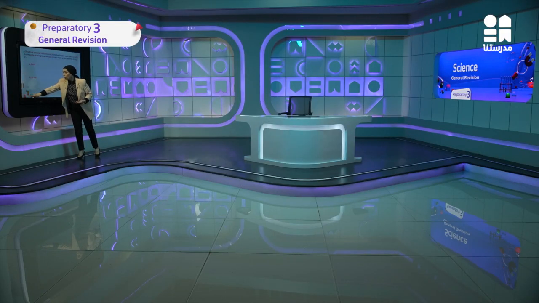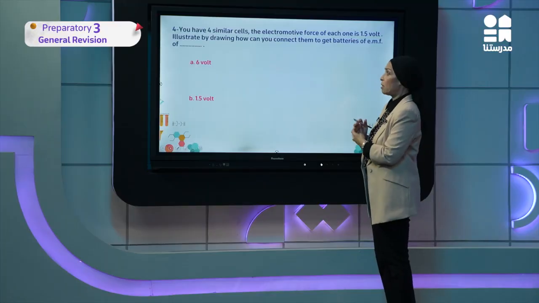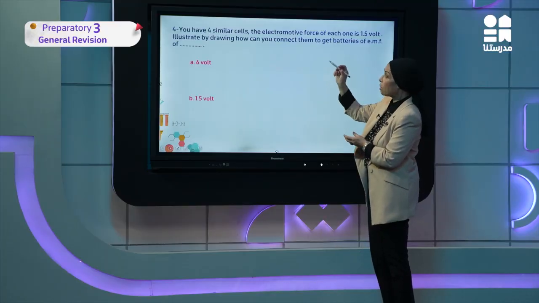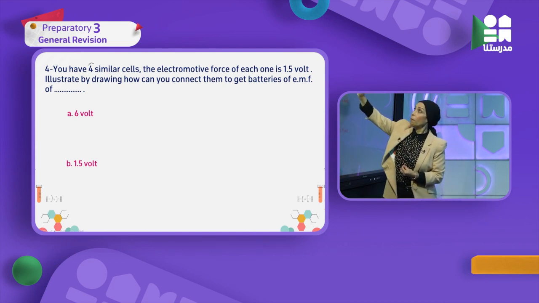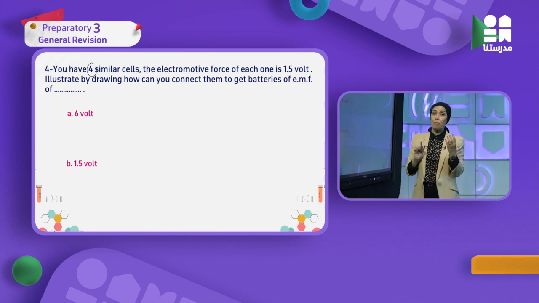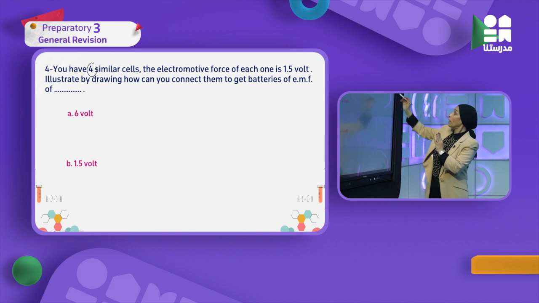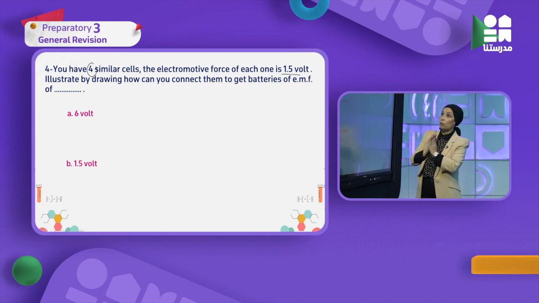طب عندي another type of questions نفس الطريقة بس بيقول لي drawing. هنشوف ازاي نعمل drawing which is بتعتبر بالنسبة لكم بتقولوا مش بنعرف نرسم. It's very easy. بيقول لي you have 4 similar cells. At the beginning لازم احدد the number of cells that I'm going to use. يعني هنا هستعمل 4 cells. اوكي؟ وsimilar. What's meant by similar يعني they have the same amount of EMF. ولازم في الكونكشن ده قيمة الباتريز ال EMF تبقى the same. قيمة كل واحدة 1.5 فولت.